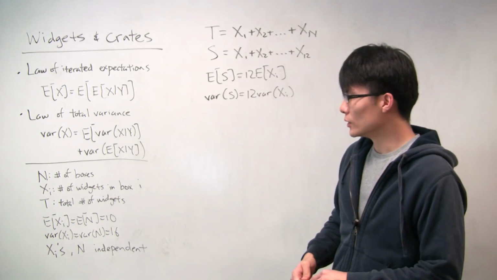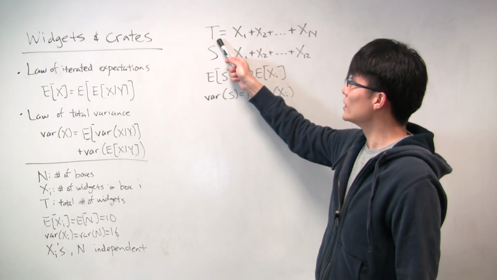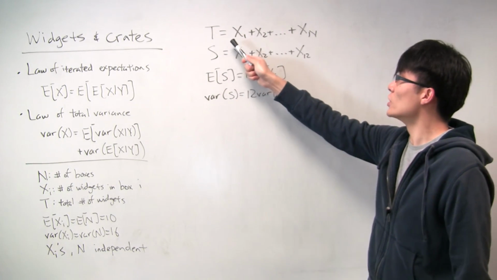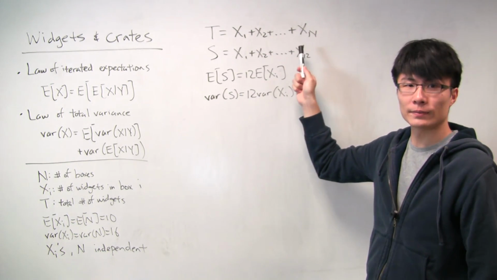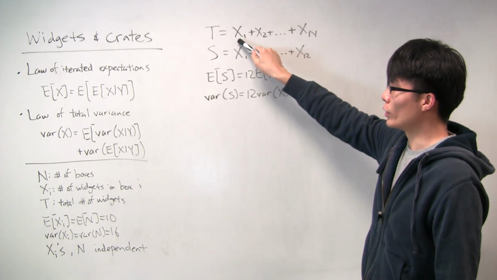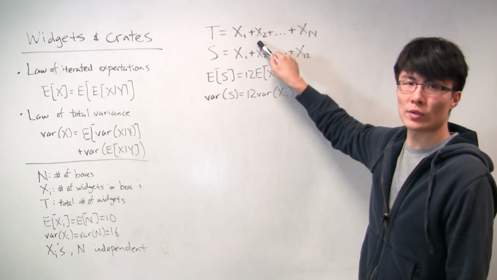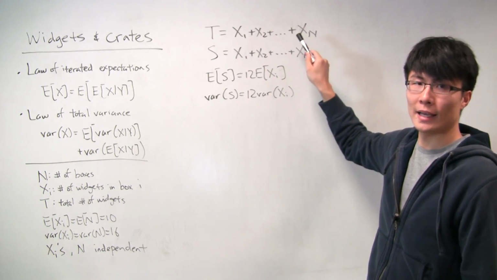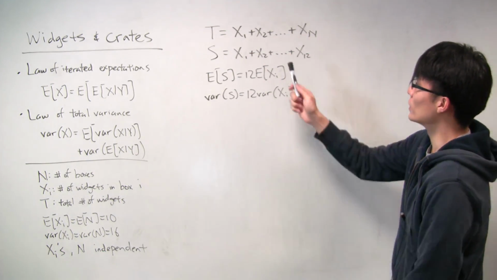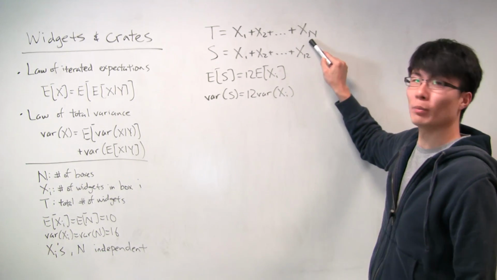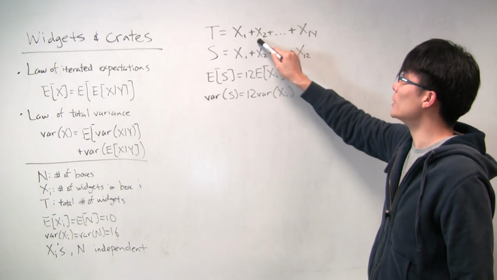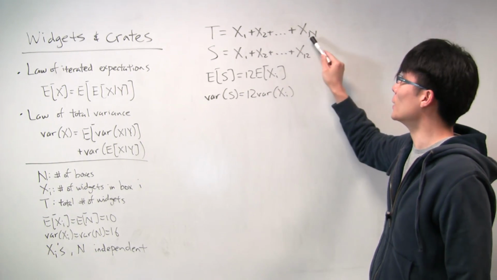All right. So T is just a sum of X1 through XN. X1 is the number of widgets in box 1, X2 is the number of widgets in box 2, and so on all the way through box N. What makes this difficult is that N is actually random. We don't know how many boxes there are, so we don't even know how many terms there are in the sum.